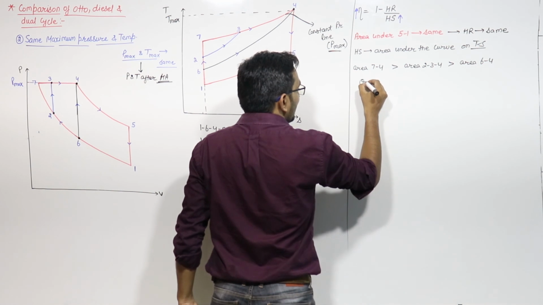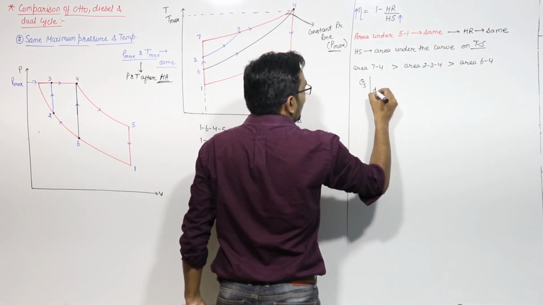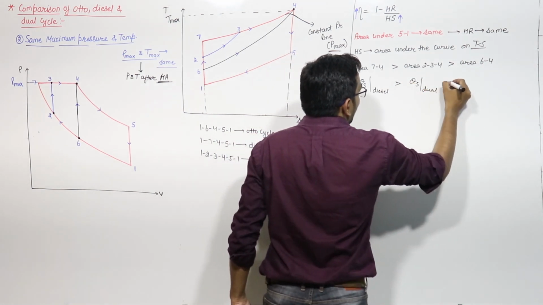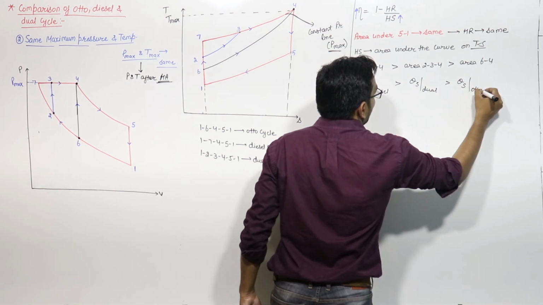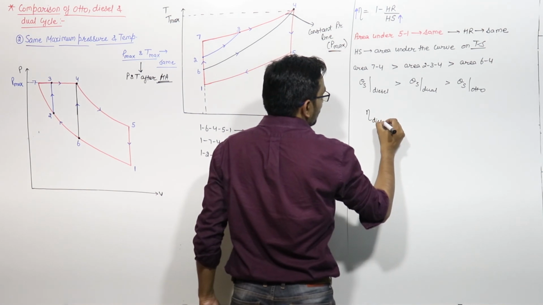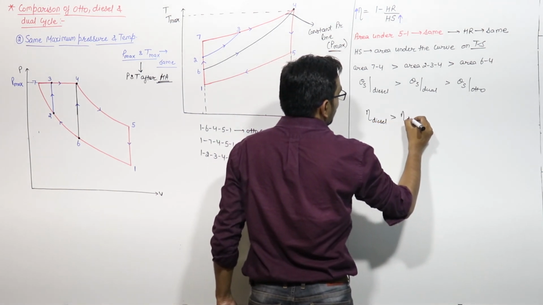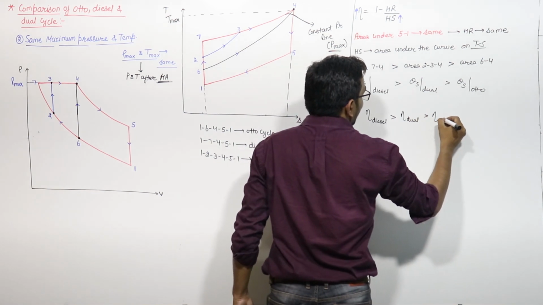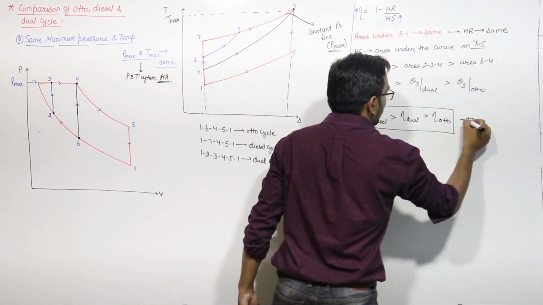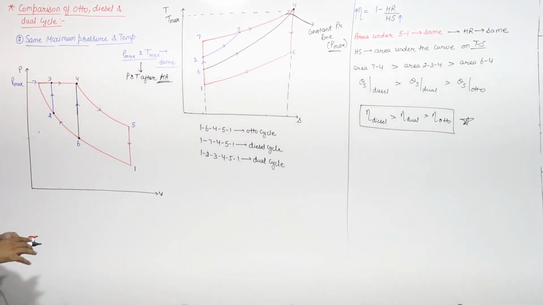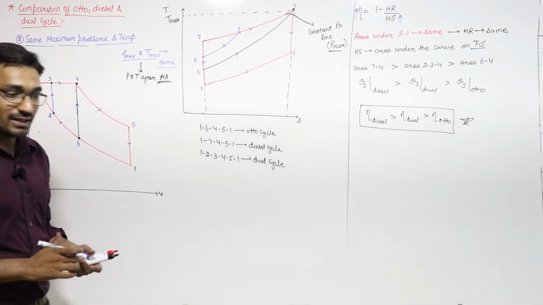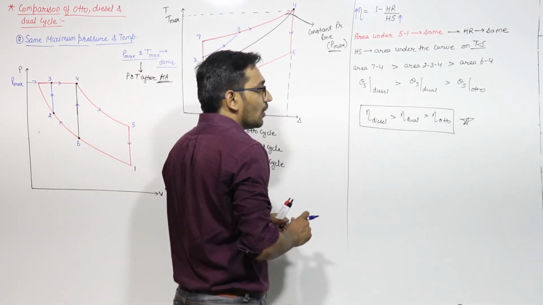That means heat supply in the diesel cycle will be more than the heat supply in the dual cycle, and it will be more than the heat supply in the Otto cycle. The same will follow with the efficiency. So the efficiency of the diesel cycle will be more than the efficiency of the dual cycle, and it will be more than the efficiency of the Otto cycle. This will be the comparison between these three cycles. In this case, the diesel cycle will have more efficiency than the dual cycle, and more efficiency than the Otto cycle.